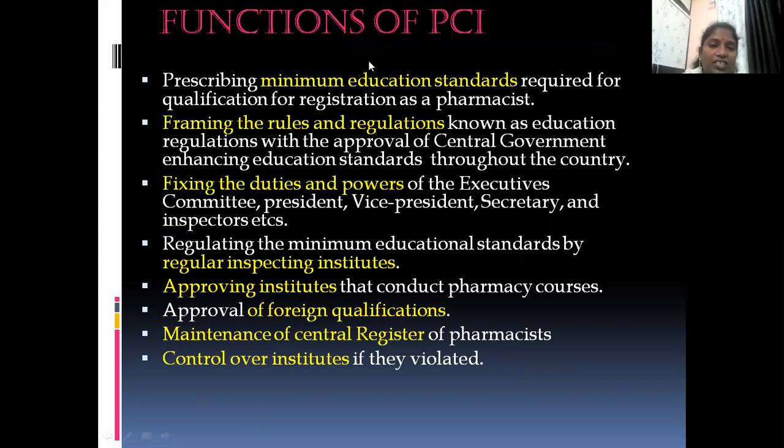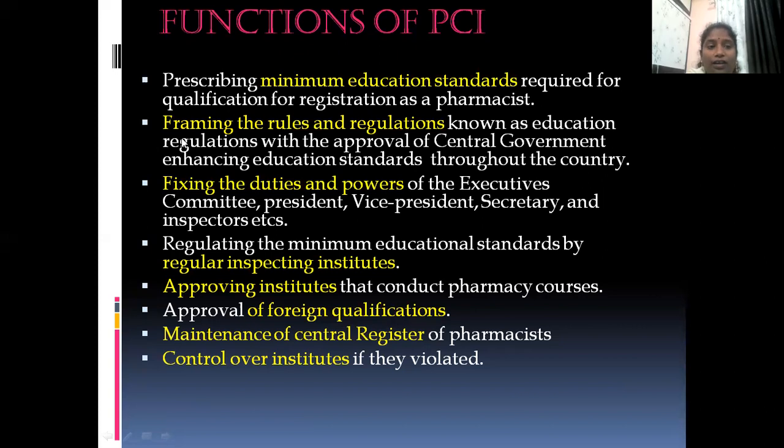Next one, what are the functions of this PCI? PCI, these are the members. So what will they do? What duties will they do? They prescribe the minimum education standards required for the qualification for registration as a pharmacist. So for the register of the pharmacist, a minimum qualification should be there. For that qualification, what minimum education should they have to enter? All those things they will prescribe.